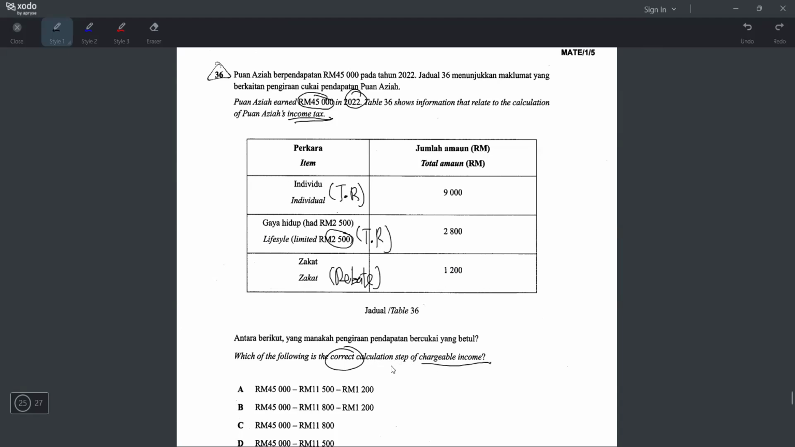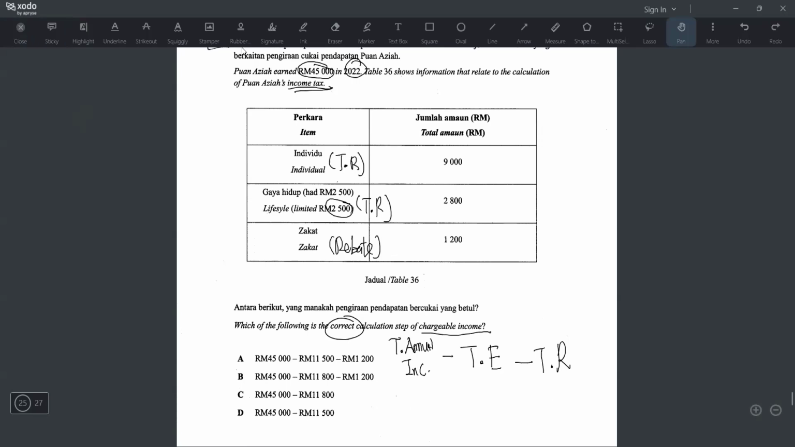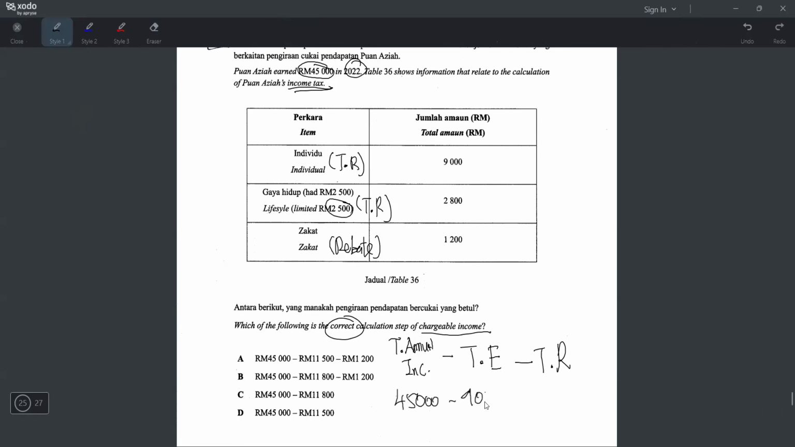Okay, chargeable income, you must know the formula. The formula is take total annual income minus tax exemption and then minus tax relief. This is the formula. So what is the total income? Total annual income means one year's income, how much you have earned, right? 45,000. And then minus tax exemption, there is none. Tax relief is 9,000. And then minus, okay, the 2,800 cannot because of the limit, right? Got limit. So the limit is 2,500. So this is the answer, right?